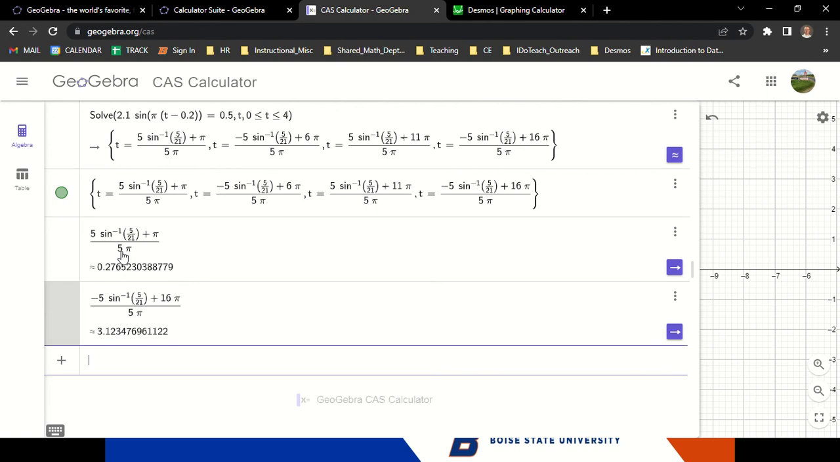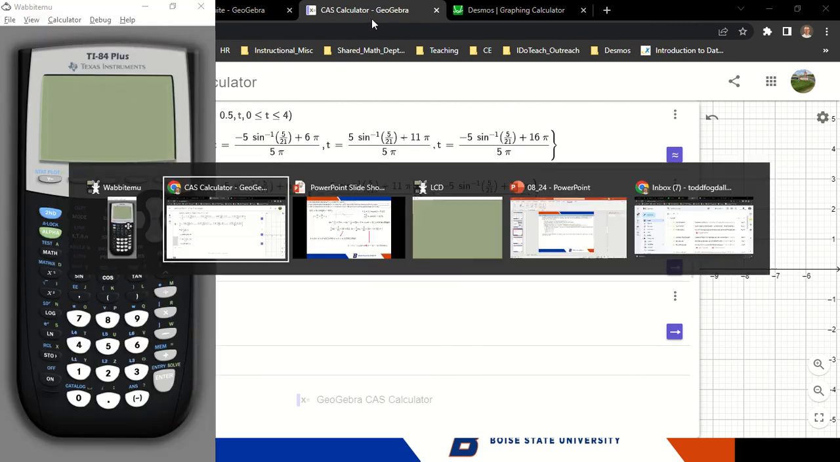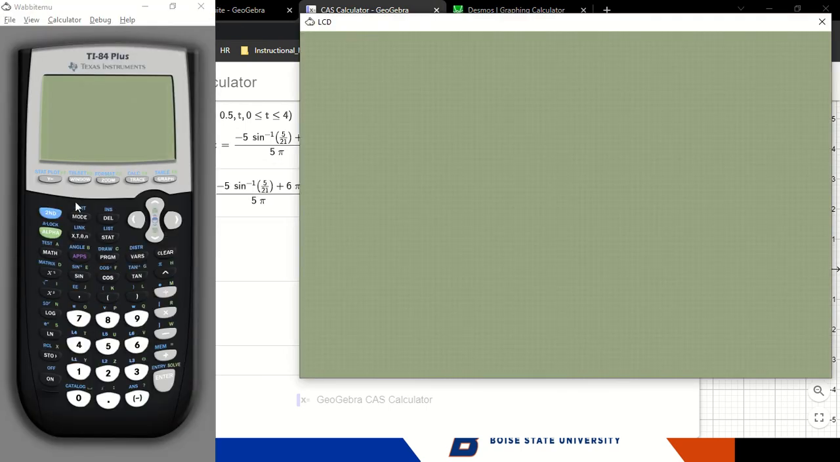So if you're hung up on the ugly algebra, hopefully this will help you out a little bit. One last thing: unfortunately, you cannot use these on any assessments in Math 170 because they're obviously connected to the internet. So most of you are going to be using a graphing calculator, and I'm going to show you what this would look like on a graphing calculator.